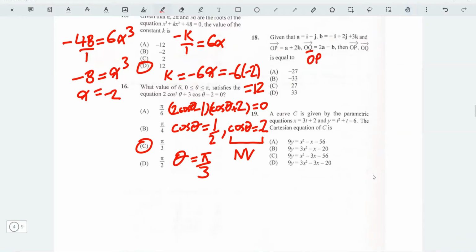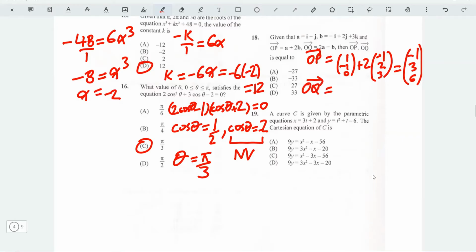Vector OP is really A plus 2B. A is 1, minus 1, 0, plus 2 times vector B. Vector B is minus 1, 2, 3. We work it out now. This is 1 plus 2 times negative 1. That's negative 2. Negative 2 plus 1 is negative 1. Then 2 times 2 is 4. 4 minus 1 is 3. And 0 plus 6 is 6. So that's actually OP.